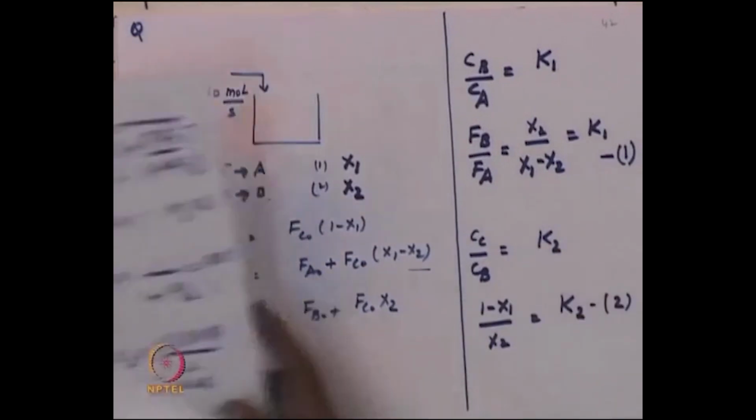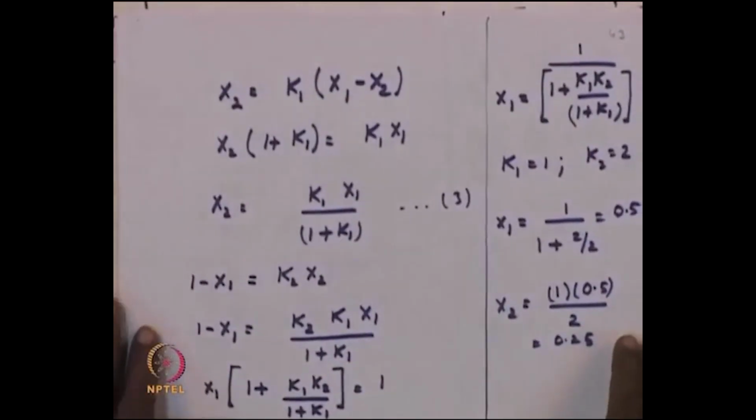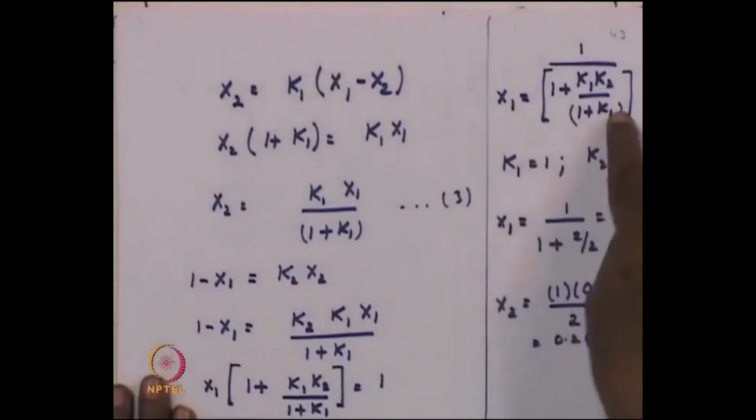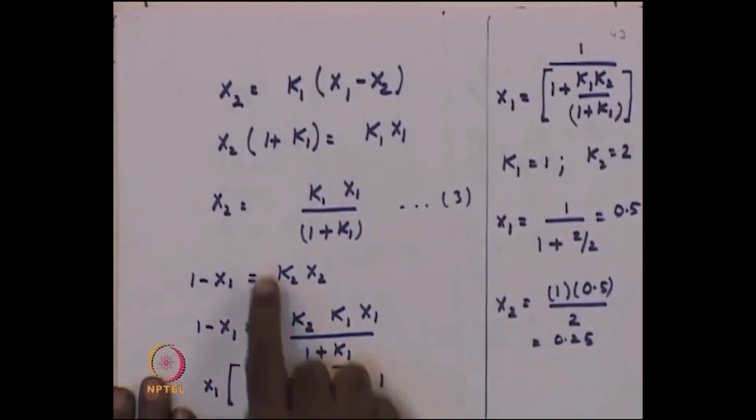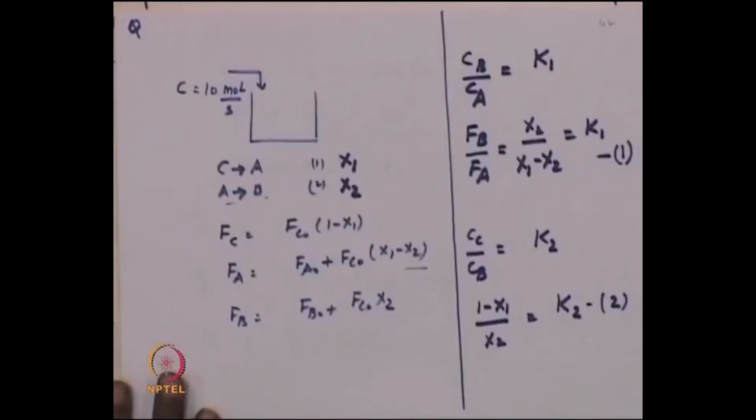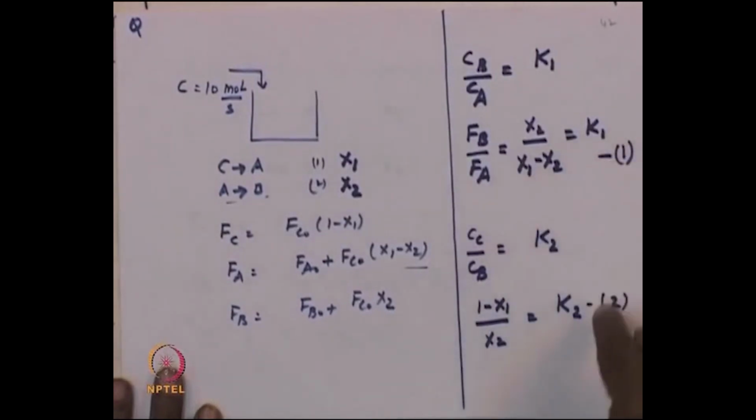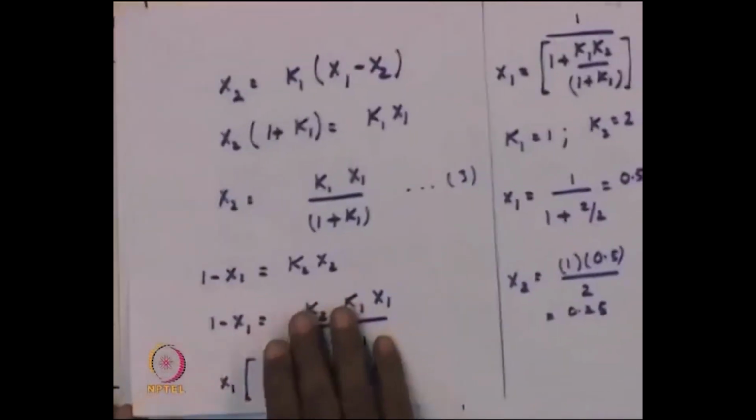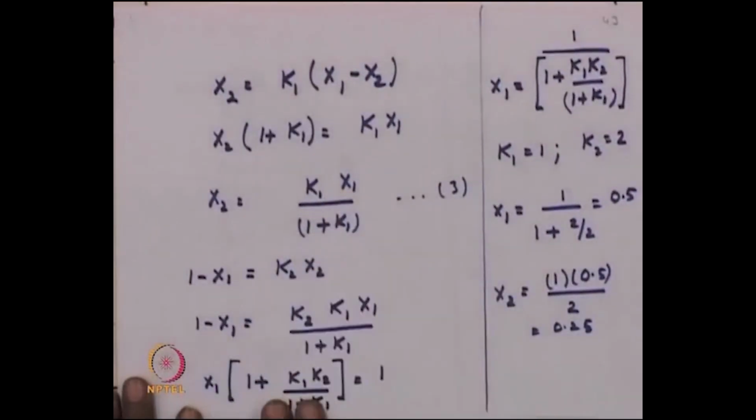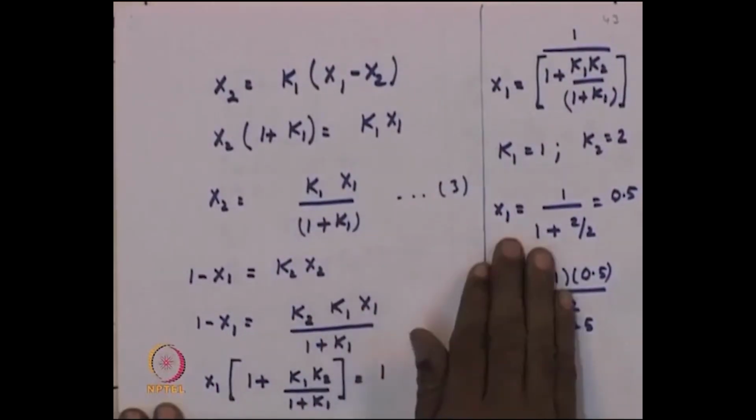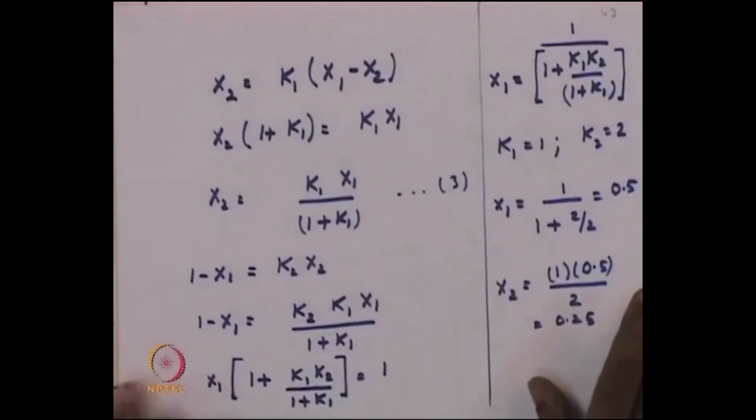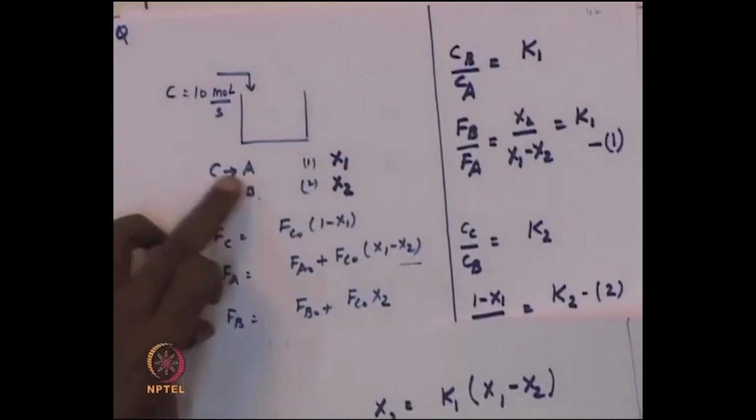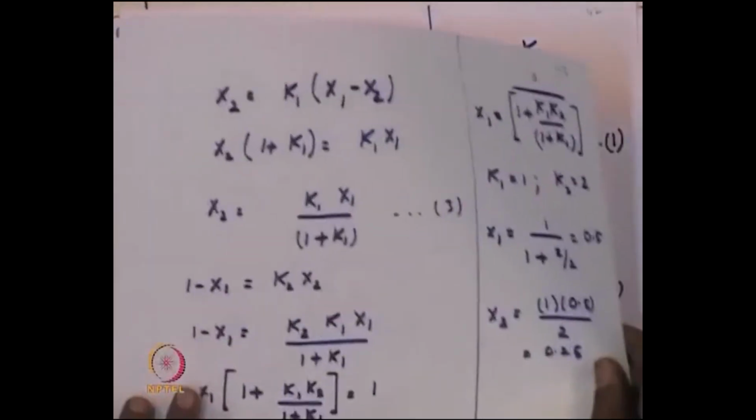So, when you solve this, x1 turns out to be this, x2 turns out to be this. It is fairly elementary, this is equation 1, this is equation 2, x2 and x1, you can solve this, which I have done. Once you know x1 and x2, your stoichiometry is already set out. So, you can calculate what is C going to be, A going to be, and what is F_A, F_B and F_C.